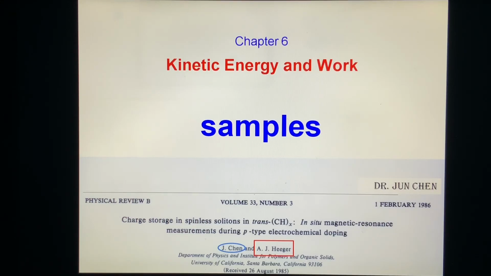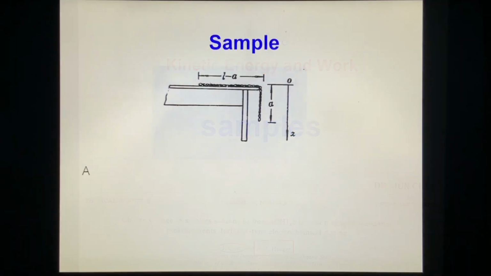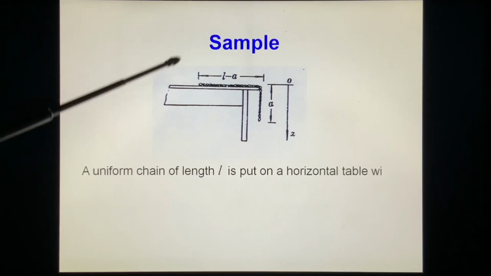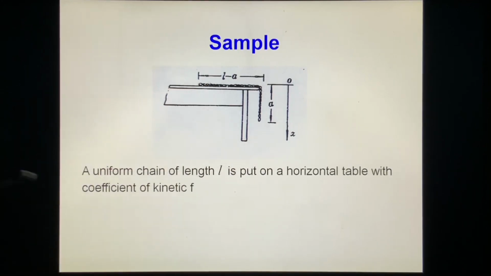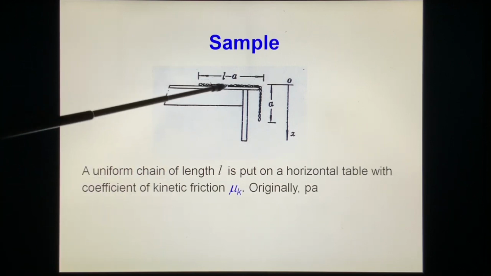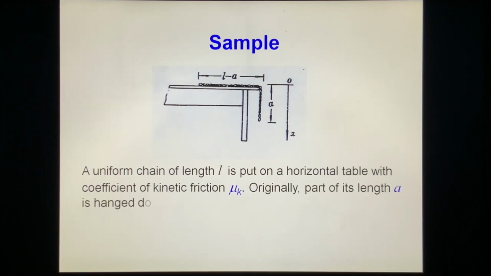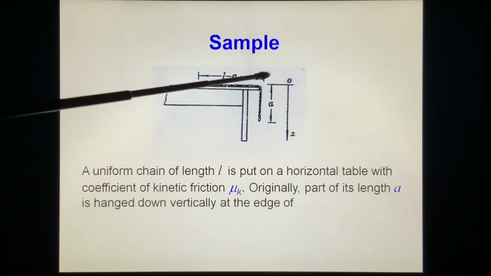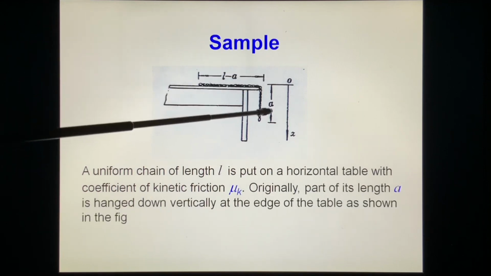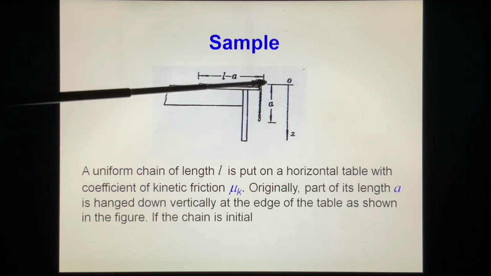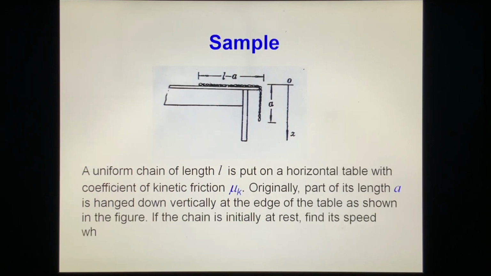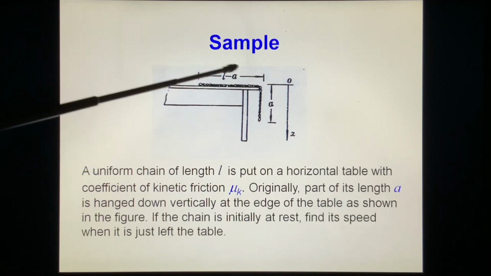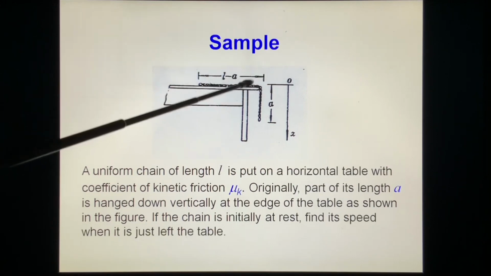Chapter 6, Kinetic Energy and Work. Samples. Sample. A uniform chain of length L is put on a horizontal table with coefficient of kinetic friction mu k. Originally, part of its length a is held down vertically at the edge of the table, as shown in the figure. If the chain is initially at rest, find its speed when it has just left the table.